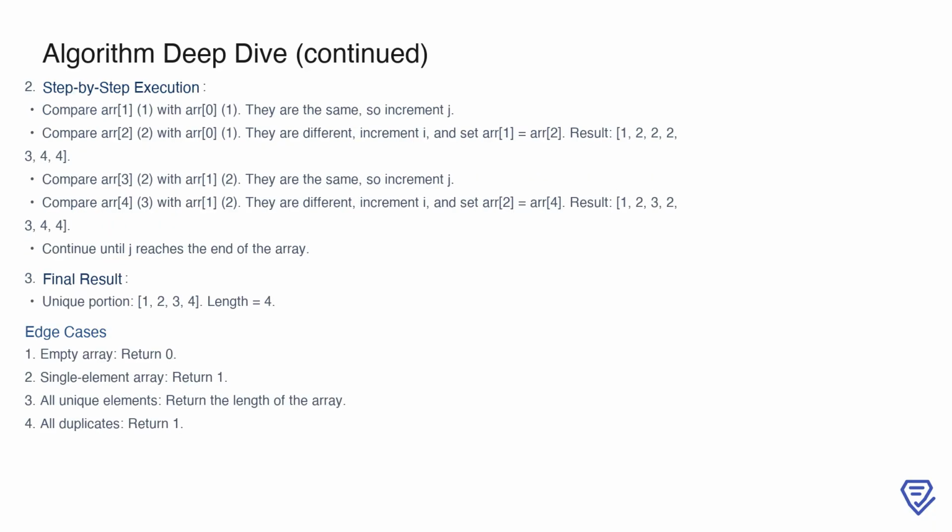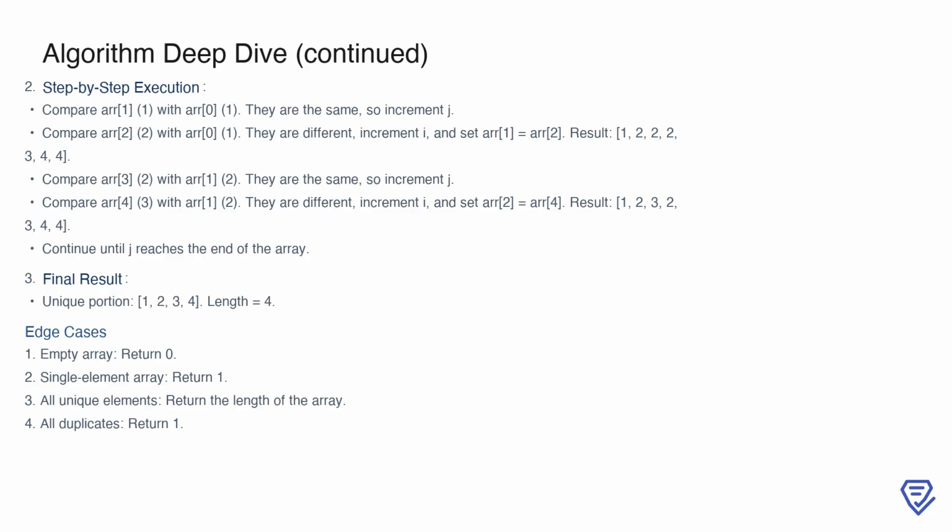Let's walk through the example step by step. First, compare arr[1], value 1, with arr[0], value 1. Since they are the same, it's a duplicate, so we increment j to move to the next element. Next, compare arr[2], value 2, with arr[0], value 1. These values are different, indicating a new unique element. We increment i to 1 and update arr[1] to store the value 2. The array now looks like 1, 2, 2, 2, 3, 4, 4.